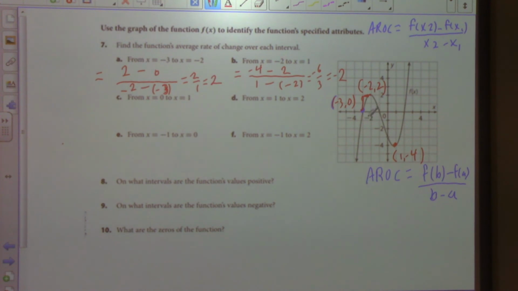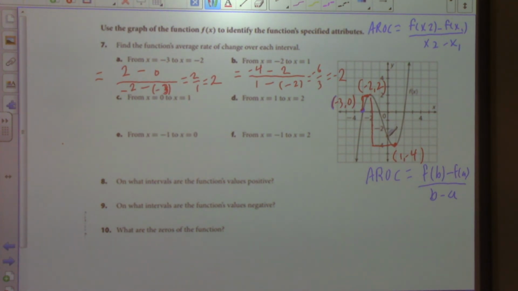And just to verify, we go down this far, right? We're going down 6, but over 3. So we have negative 6 over 3, all right? Which is negative 2.